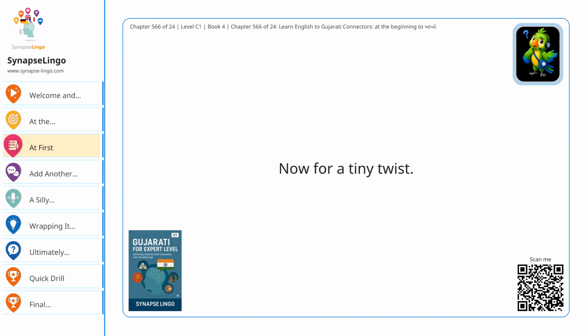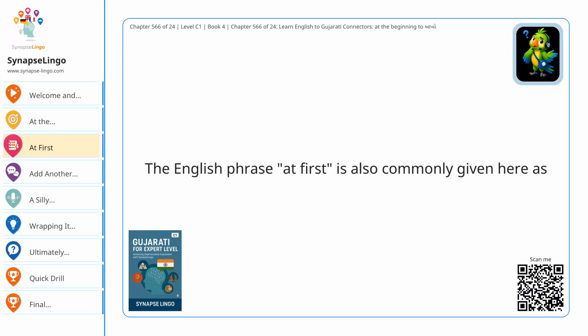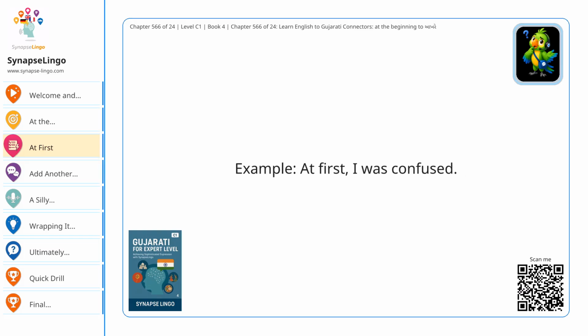At first. Now for a tiny twist. At first also appears here as Sharuatma. So context is your best friend. The English phrase, at first, is also commonly given here as Sharuatma. Example. At first, I was confused. In Gujarati. Sharuatma. Hum Gunkavayo Hato. Example. At first, she did not agree. In Gujarati. Sharuatma. Te Sahamada Nahoti.